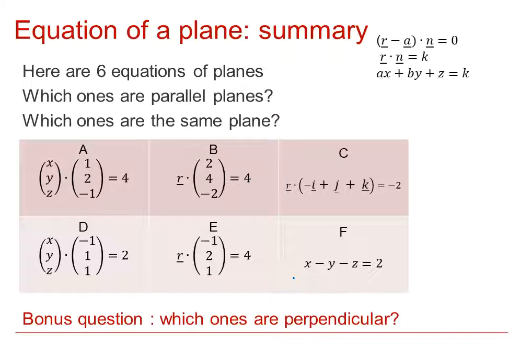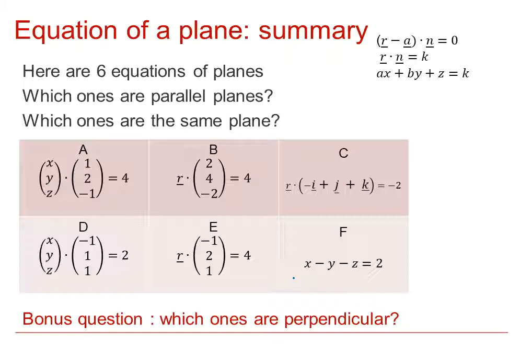So in this problem you've got 6 equations of planes given in different formats, and you've got to work out which of the planes are parallel and which ones are identical planes. Parallel planes will have normal vectors which are identical or scalar multiples of each other, and they will not have any common points.